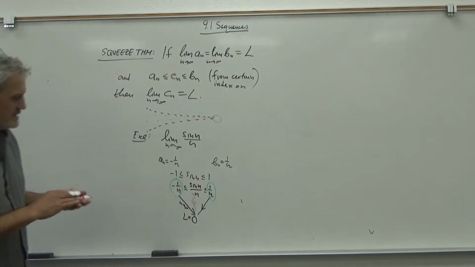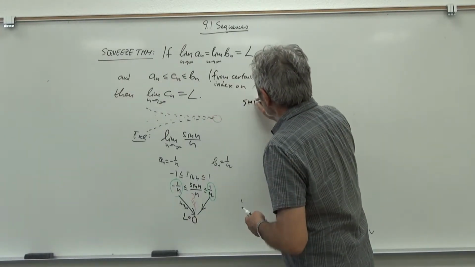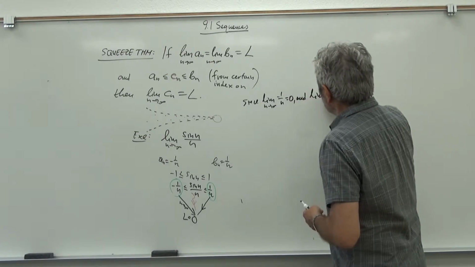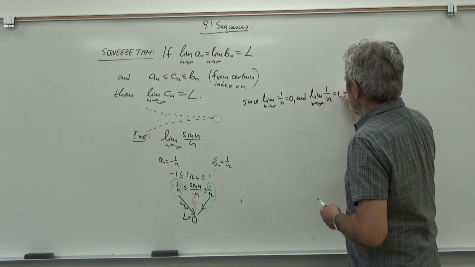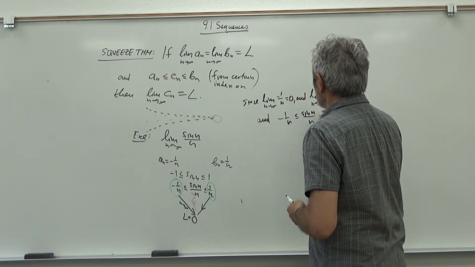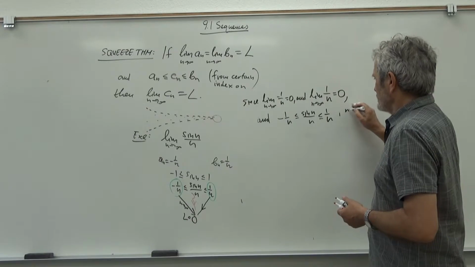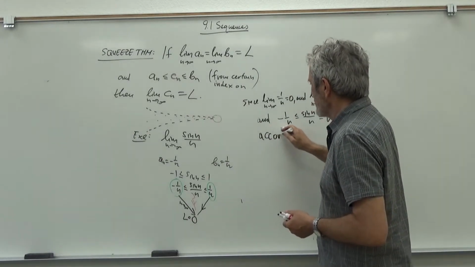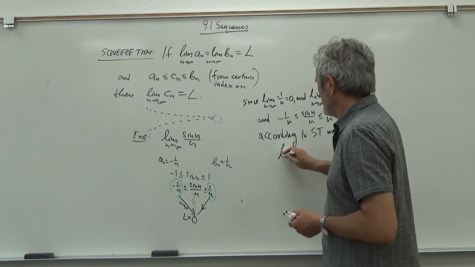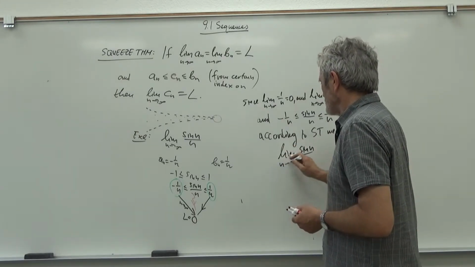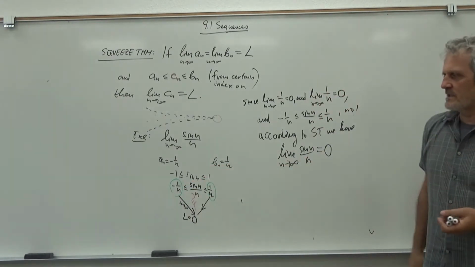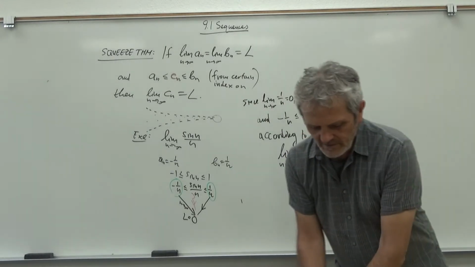And that's it. If I were to write more instead of this visual, we would say since the limit of negative 1 over n when n goes to infinity is 0, and the limit of 1 over n when n goes to infinity is 0, and negative 1 over n is less than or equal to sine n over n less than or equal to 1 over n for all n greater than or equal to 1, according to the squeeze theorem we have the limit of sine n over n when n goes to infinity equals 0. So here is the sentence describing this little diagram as a mathematical statement.